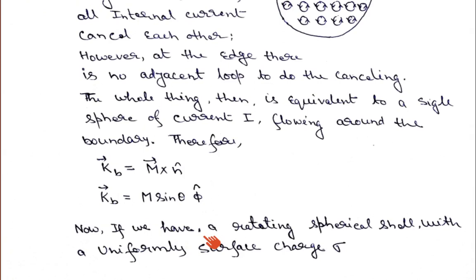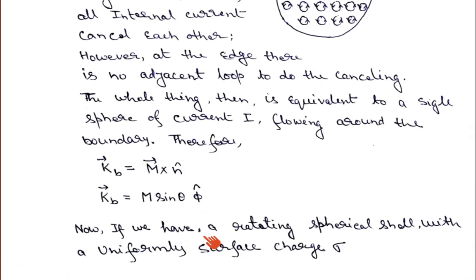Now it means when we have a uniformly magnetized sphere, the volume current density becomes equal to 0 because of the internal cancelling of currents, but the surface current density remains non-zero, and that we got, that is equal to M sin theta phi unit vector, okay.